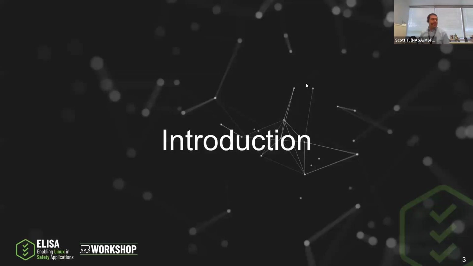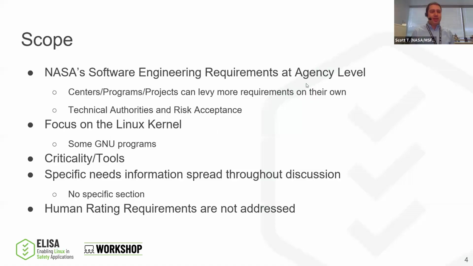So, introduction, and we will go through this a little bit. Essentially what I'm talking about is NASA software engineering requirements. They're at an agency level, so any center, program, or project can levy more requirements on their own. It's going to depend on their risk tolerance and risk acceptance criteria. We have the different technical authorities. If it is technical, the Office of the Chief Engineer will provide that technical authority.